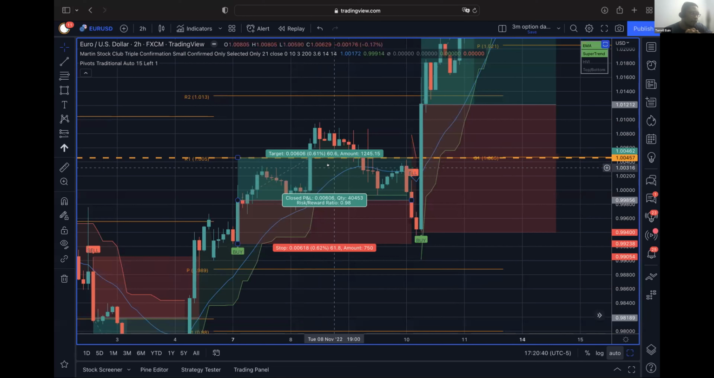Nice. You're risking, oh, wait a minute, hold on, let me just look at this. It's 2 hour. Yeah, that's 61 pips for 60 pips, because your risk to reward ratio is almost 1 to 1.